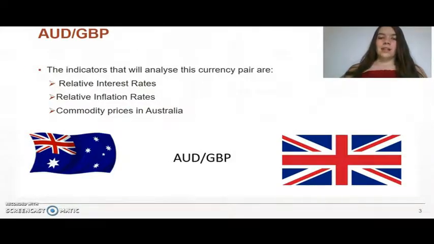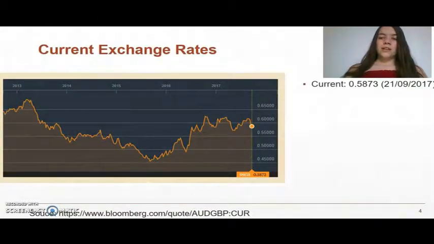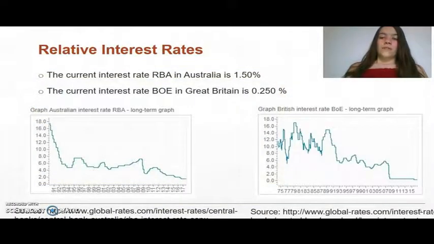The indicators that we will analyse for this currency pair are relative interest rates, relative inflation rates, and commodity prices in Australia. So the current exchange rate between the Australian dollar and the Great British Pound is currently 0.5873. What this means is that for 1 Australian dollar, you'll receive 0.5873 Great British Pound, according to Bloomberg. So the first indicator that we will be analysing for the currency pair is the relative interest rates.